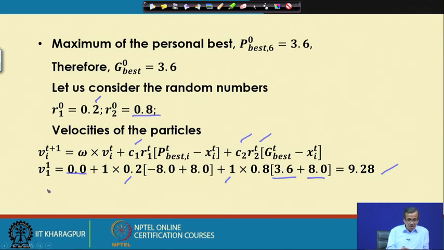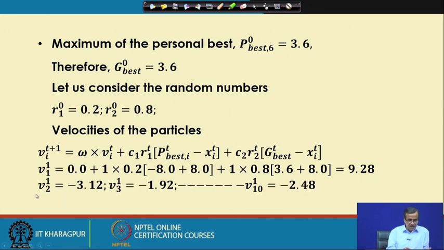Similarly, I can find out the velocity of the second particle, third particle up to the 10th particle. So, the velocity of the second particle, that is V2 corresponding to 1, if I follow this principle, I will get minus 3.12. Similarly, V3 1 is minus 1.92, and we can find out the other velocities, and the last one, that is V10 1, will be minus 2.48.